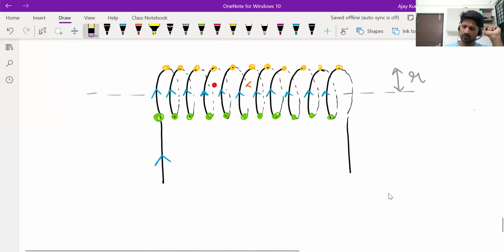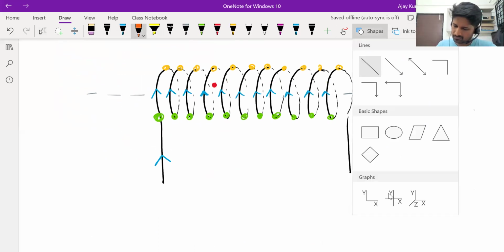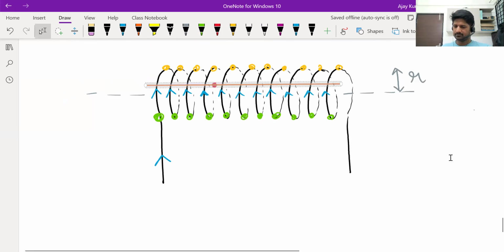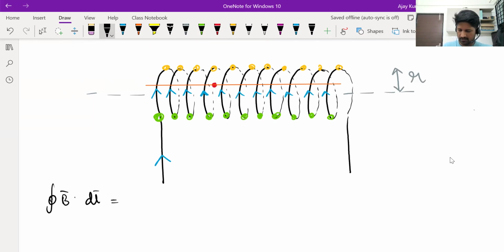Okay. Can one of you quickly tell me the basic formula for Ampere's law? Line integral of B dot dl over a closed path. Okay. You call it closed integral B dot dl equal to mu naught I. So we need a closed path over which this integral becomes easy.